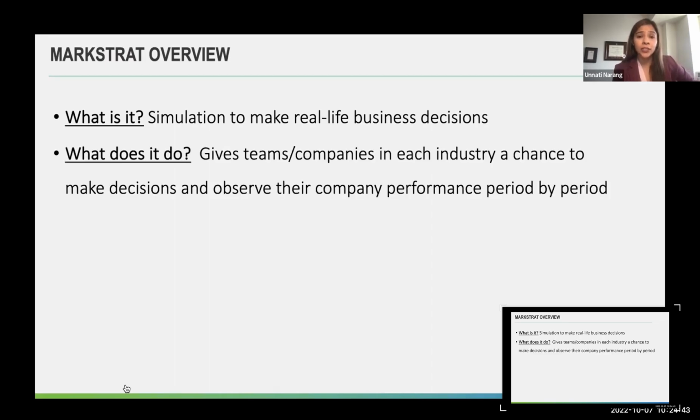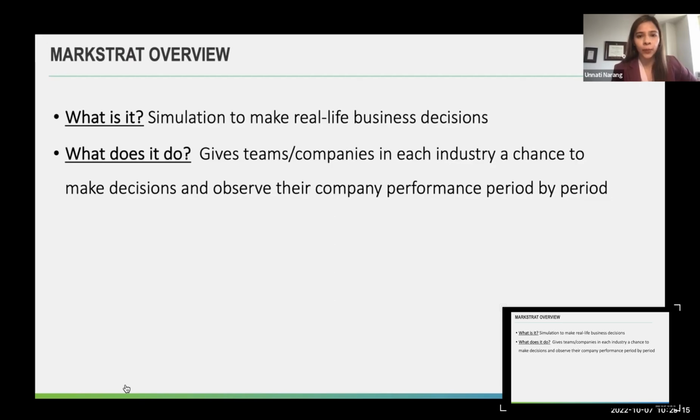And then what does it do? It creates this simulated world where you have multiple industries. Within each industry, there are multiple companies. For a class of 60 students, I would typically have 2 industries set up and 30 students in each industry. Within that, they'll have 5 or 6 teams of 4 or 5 students to make sure there is enough variation across industries. And within each industry, each company can also see other companies' performance and they're affected by their competition.